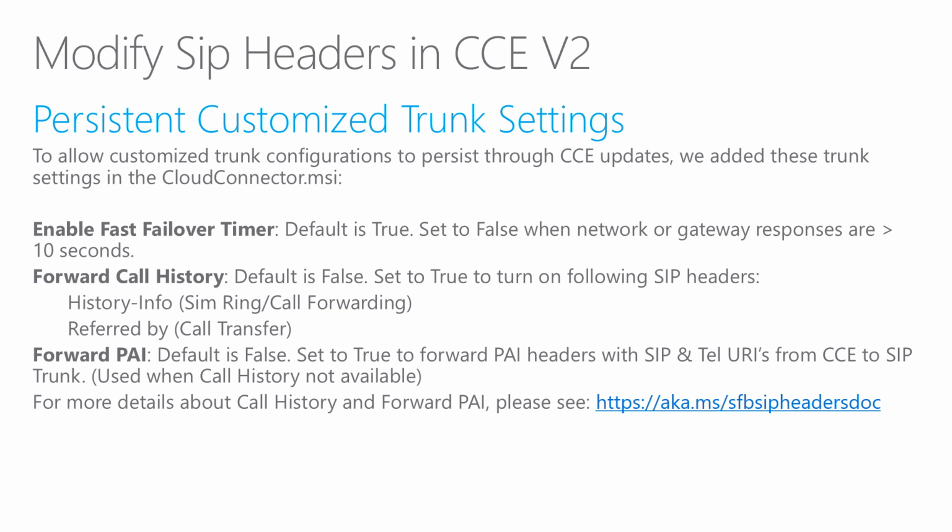Forward call history. The default is false. When it is set to true, we will turn on the following SIP headers: history information, which is useful in simultaneous ring and call forwarding, and referred by, which is useful in call transfer.